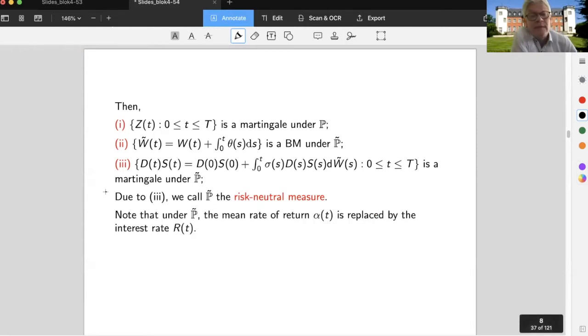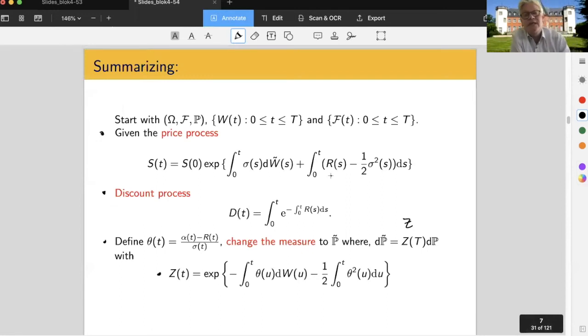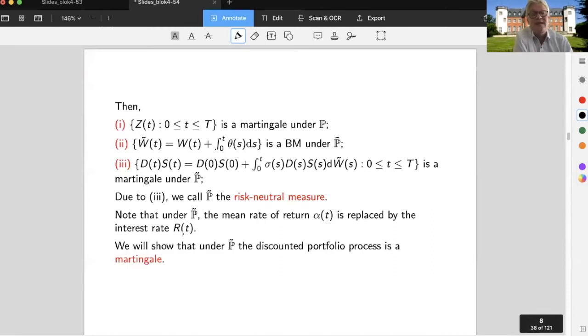Now, under P tilde, we have seen in the previous slide, the mean rate of return of the stock, alpha t, has been replaced by the interest rate R. Let's go back just to verify this one more time. Here we see clearly appear Rs and not alpha s as we had before. So we are under the P tilde measure, and we also have dW tilde written down here. So this is the stock price, the price process under the P tilde measure. And there we clearly see that R replaces, in fact, alpha.